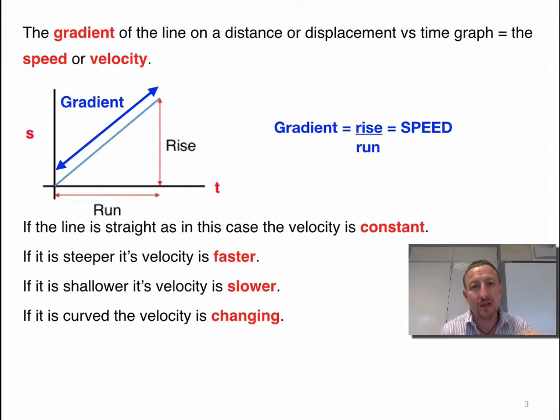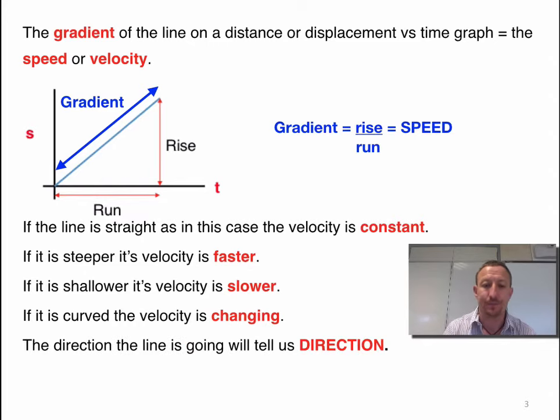If the line is changing or curving, it can either be curving in this direction or in this direction, and then we state the velocity is changing. We'll come on to that later, but just to let you know, if the velocity is changing over time, that is called acceleration. So instead of staying constant, i.e. the speed not changing, it's now accelerating or decelerating depending on which way the curve goes.